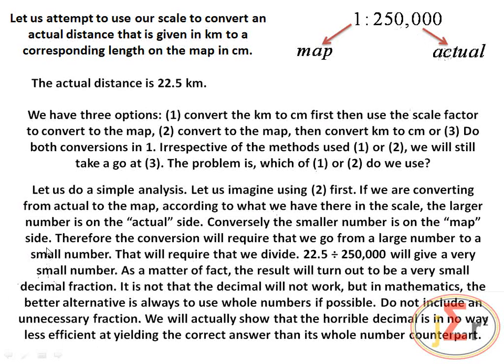So if that is the case, what will happen? That will require that we divide 22.5 by 250,000 first or immediately. So 22.5 divided by 250,000 will give a very small number. As a matter of fact, the result will turn out to be a very small decimal fraction.